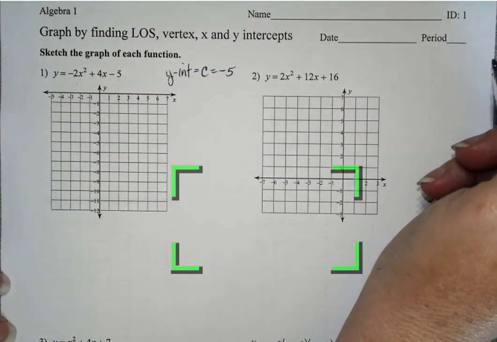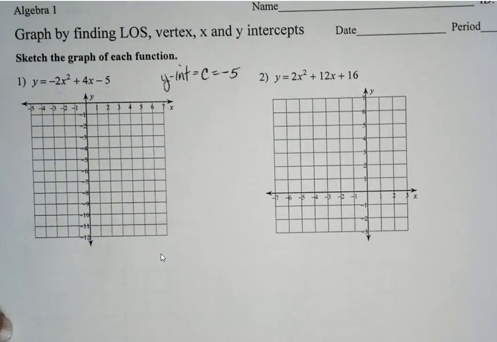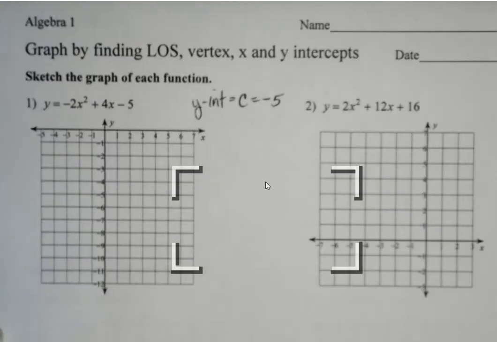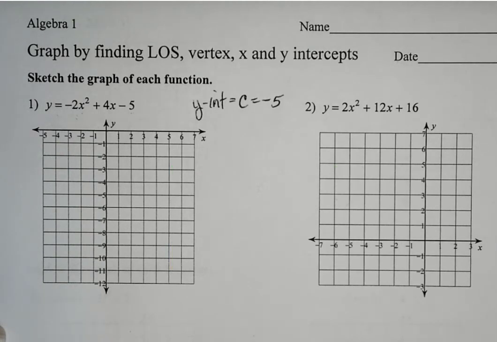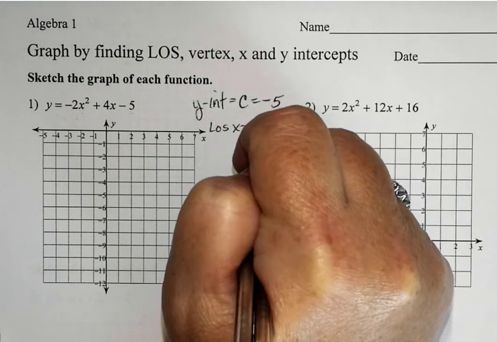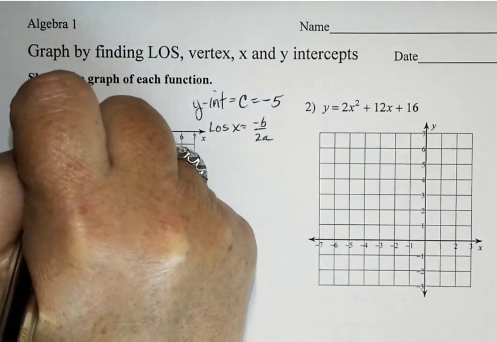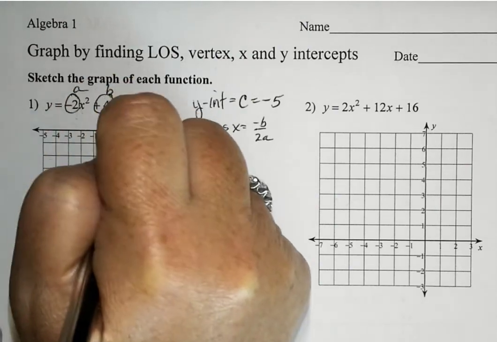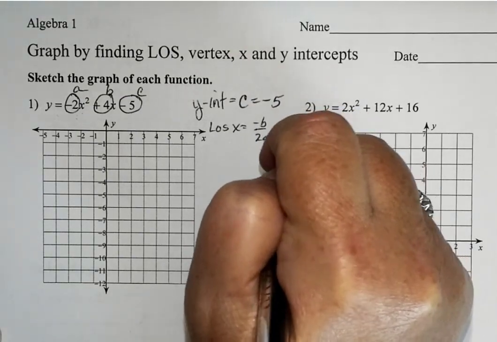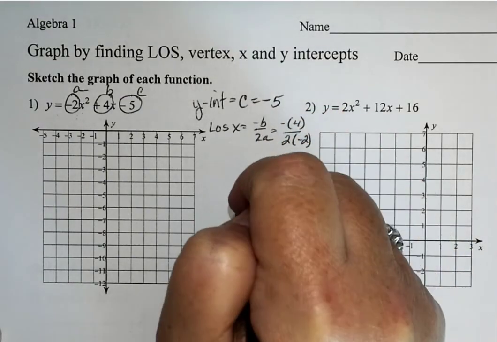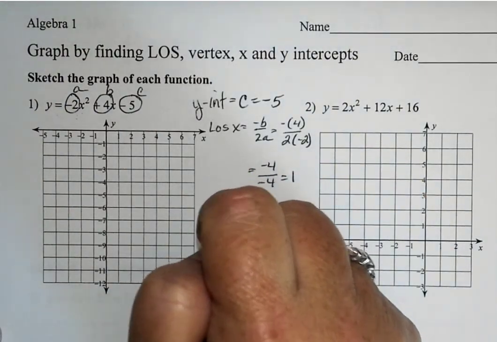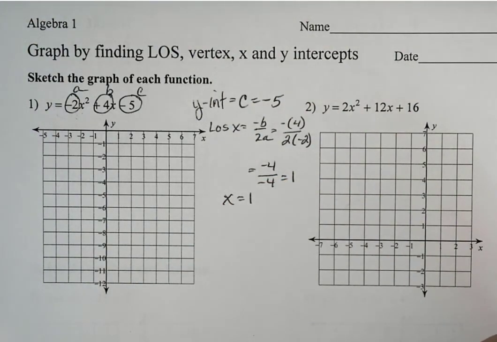Then I'm going to go through and find my line of symmetry. My line of symmetry is found by finding the opposite of b divided by 2a. So x equals the opposite of b divided by 2a. Here is a, here is b, here is c. So I'm going to have the opposite of 4 divided by 2 times -2. So I'm going to have the opposite of 4 divided by -4, and that's going to be +1. So our line of symmetry is at x equals 1.